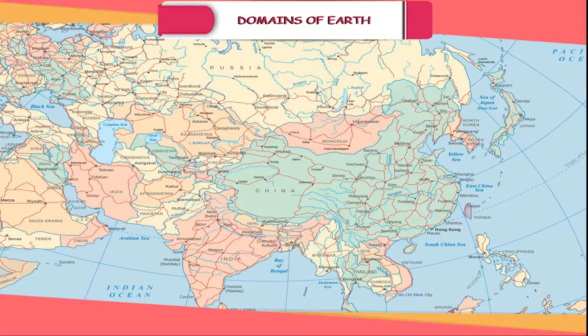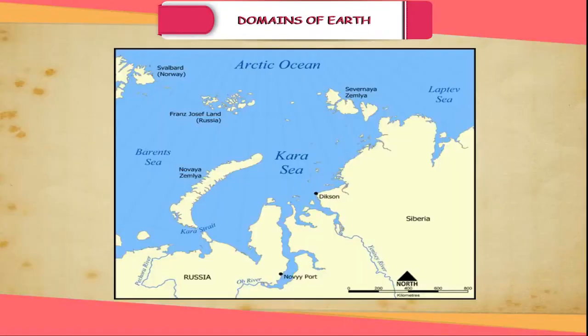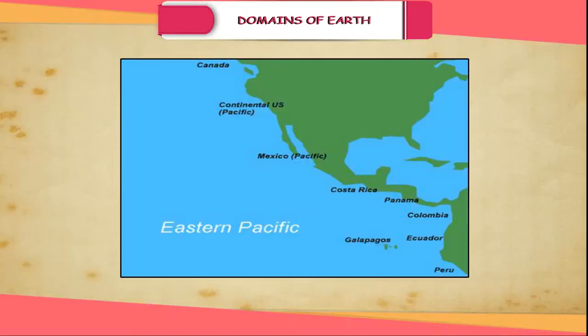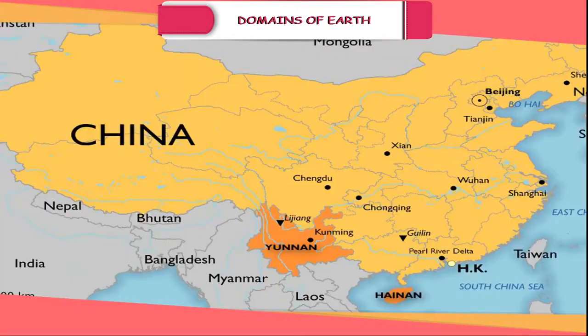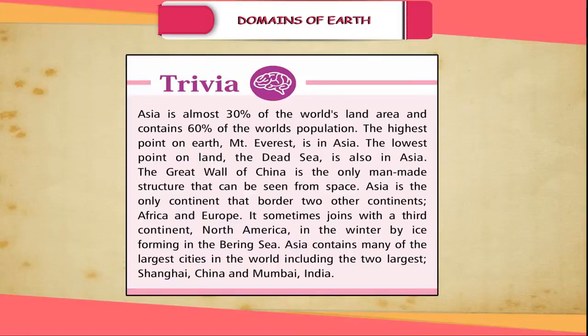The continent is also bounded by oceans on the 3 sides: the Arctic Ocean to the north, the Indian Ocean to the south, and the Pacific Ocean to the east. It has 2 most populous countries of the world, namely China and India. Trivia. Asia is almost 30% of the world's land area and contains 60% of the world's population. The highest point on Earth, Mount Everest, is in Asia. The lowest point on land, the Dead Sea, is also in Asia.